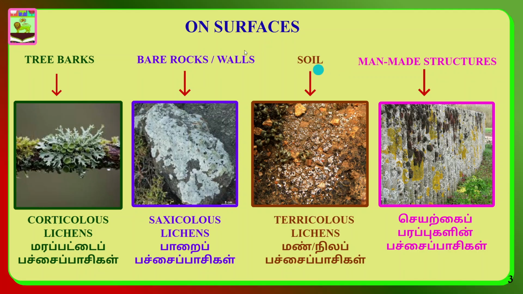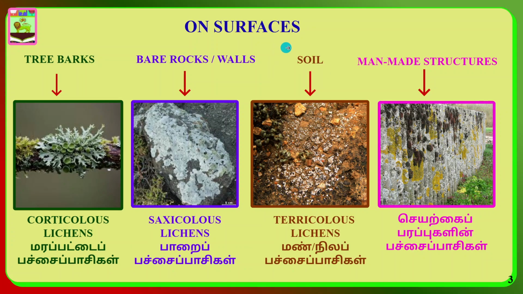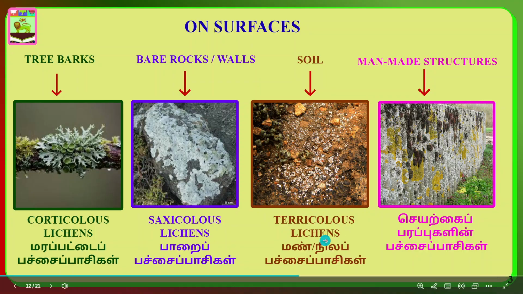So where do you find them exactly? There are some, like on the surfaces of tree barks, on the surfaces of bare rocks or walls, on the surfaces of soil, and sometimes on man-made structures. You see in this image you have a tree bark on which these lichens are growing. In such cases these lichens are termed as corticolous lichens. If they are present on the surface of the rocks or walls, they are referred as saxicolous lichens. On the surface of soil, if you find them, then they are referred as terricolous lichens.